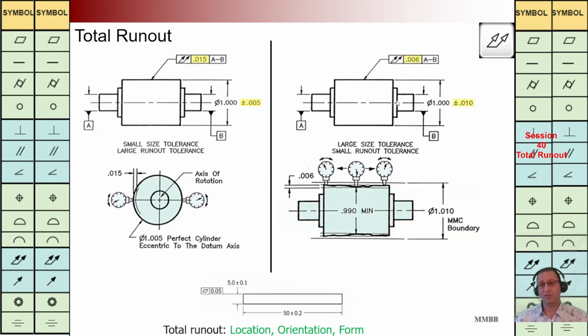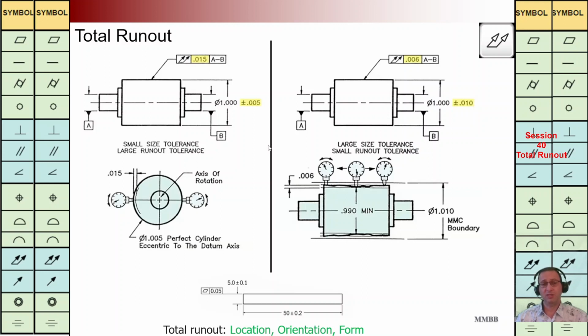On right hand side, we can see the TZ for total run out has a smaller value than the TZ for the size. It means somehow we are going to control the form of that surface.